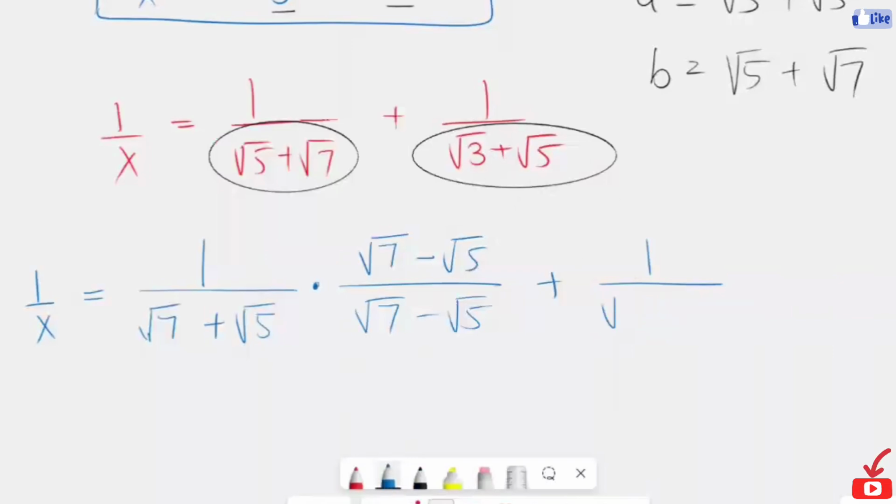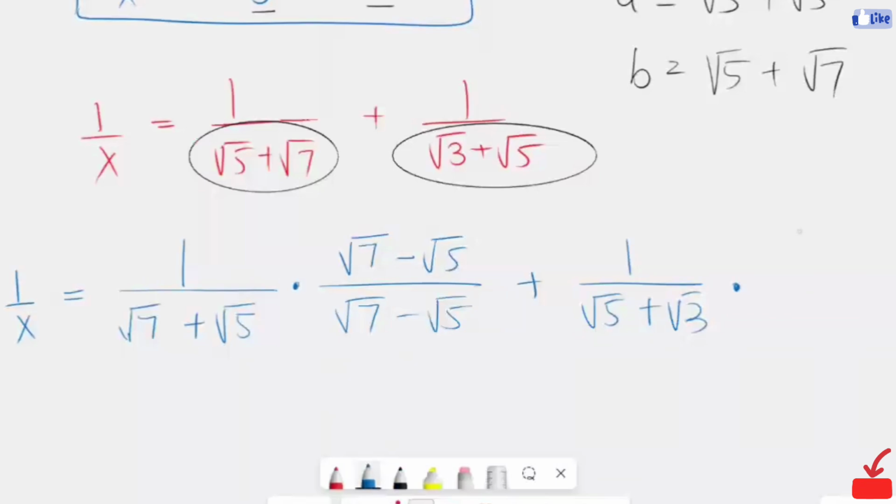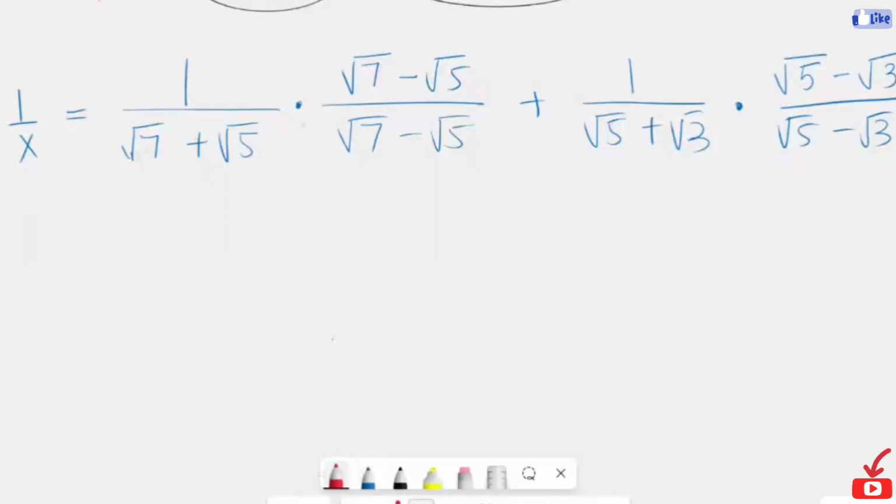Root 5 plus root 3, because I am going to rationalize it, so the negative sign will appear with the larger number. So I will write this in this arrangement: root 5 negative root 3, root 5 negative root 3. If you look carefully, I can write this expression in perfect square form.